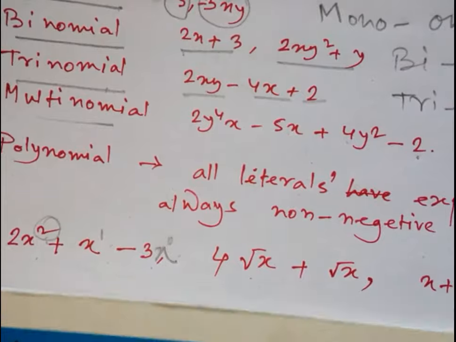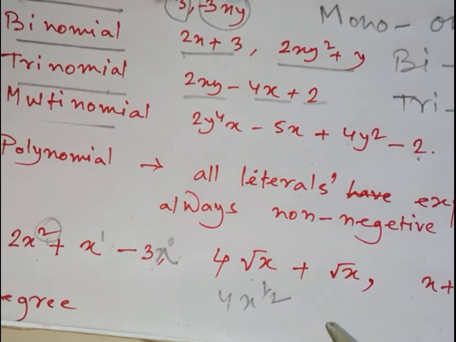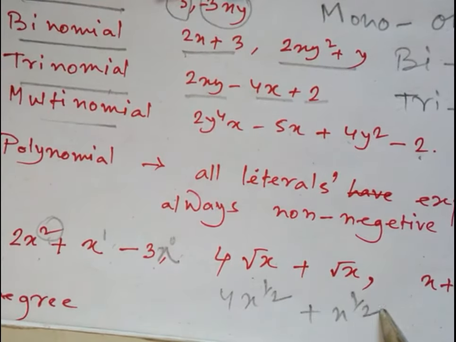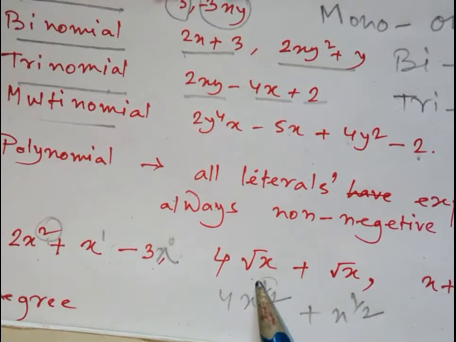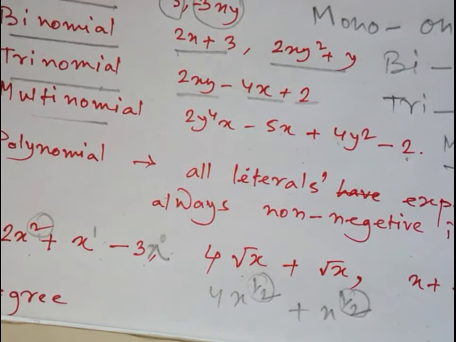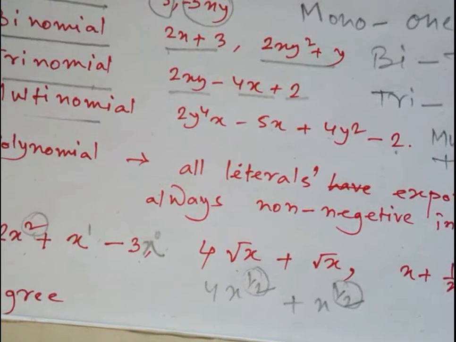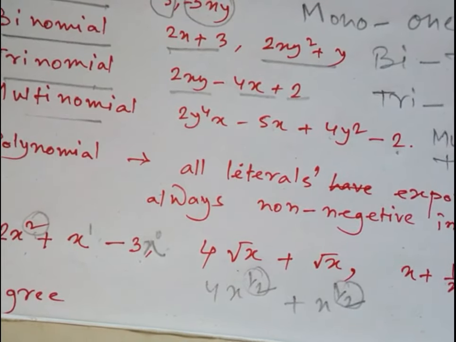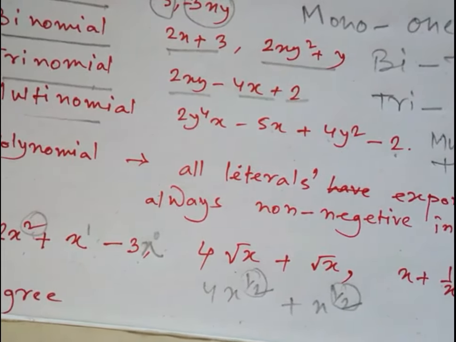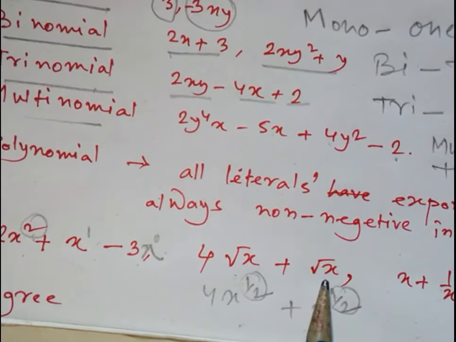But here we can write 4x to the power half plus x to the power half. Here the power half is a fraction, so it is not a non-negative integer, so it is not a polynomial, but it is a binomial because it has two terms.